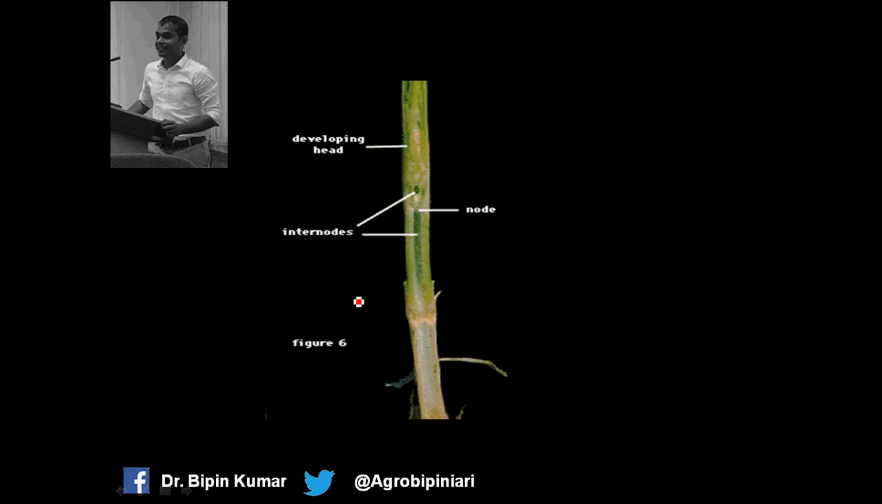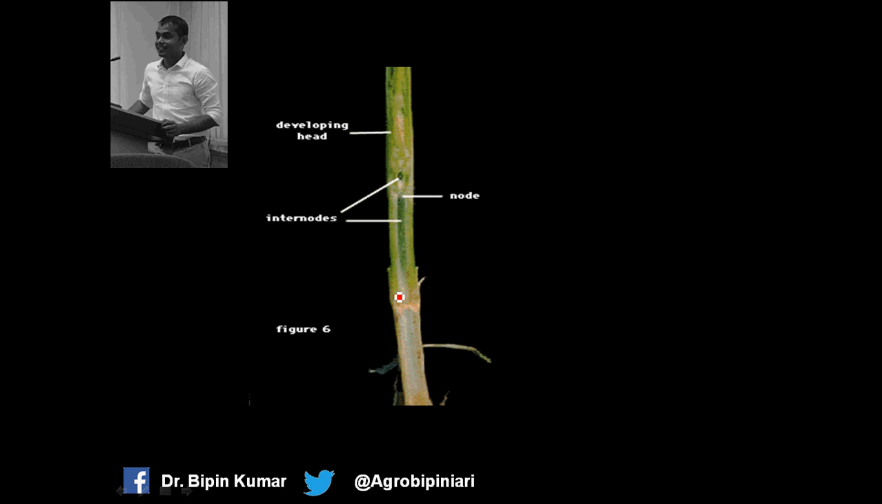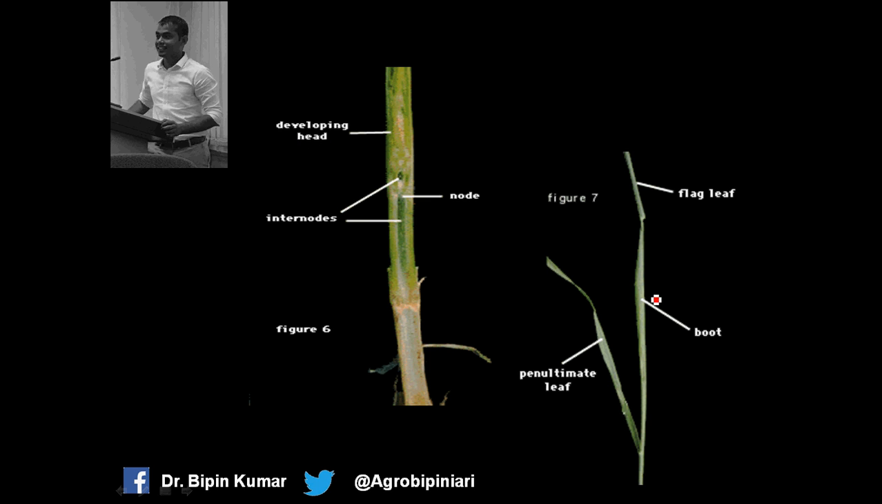After that there will be the formation of node and internode. So the zone in between the two nodes is actually called the internode, and above the topmost node there will be the formation of a head, and if we see from the outer side it will look like some bulging structure, and that will be covered by the sheath of the flag leaf, and that is actually called the booting stage. And below that leaf there will be one leaf that we call the penultimate leaf. So these are about the flag leaf and penultimate leaf.